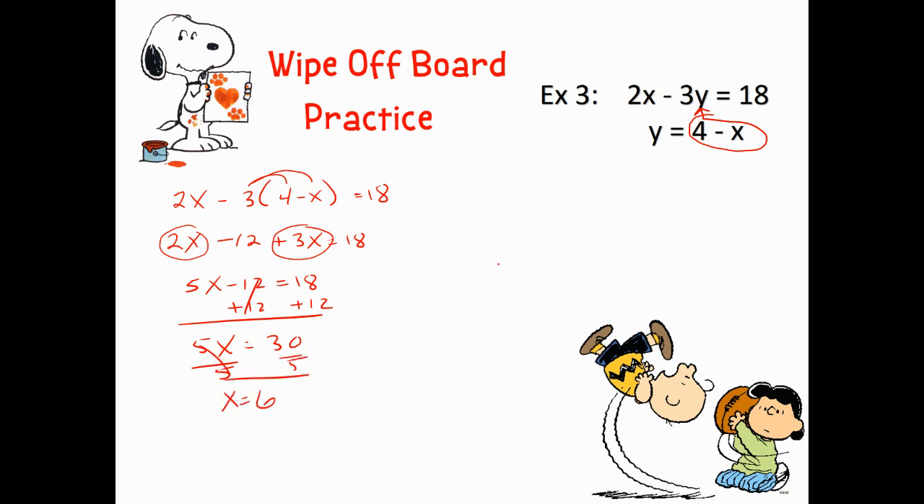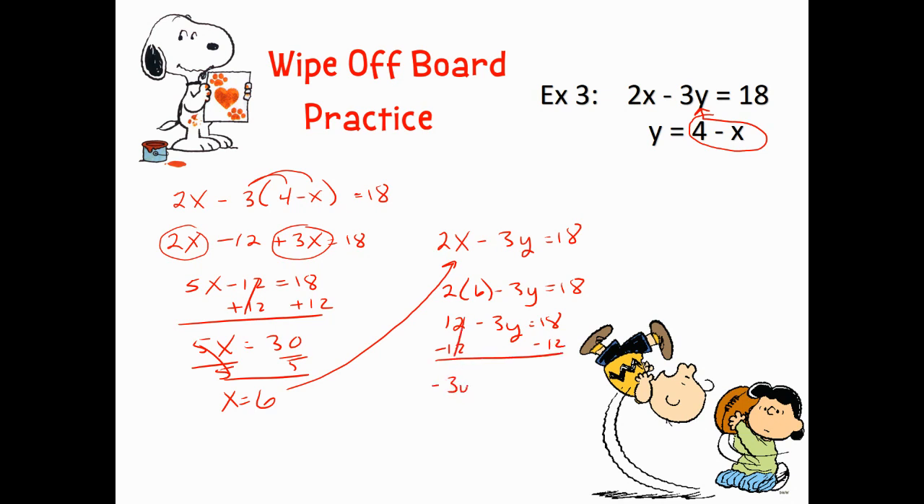Okay, so we found out x is 6. And then I'm going to go plug it back in. It doesn't matter which one you plug it back into, but I'm just going to choose this so I can stay consistent with the other examples. And I'm going to take that 6, I'm going to plug it in. So I'm going to get 2 times 6 minus 3y equals 18. Well, 2 times 6 is 12. And we're going to solve that two-step.